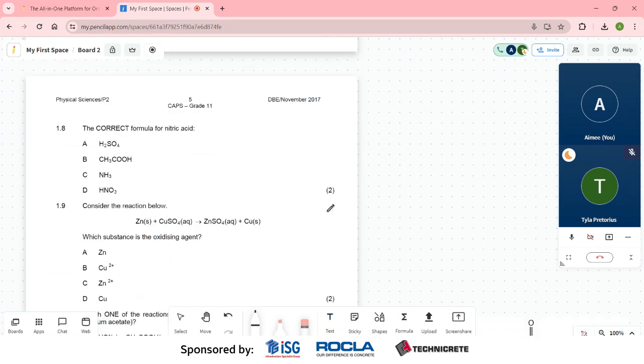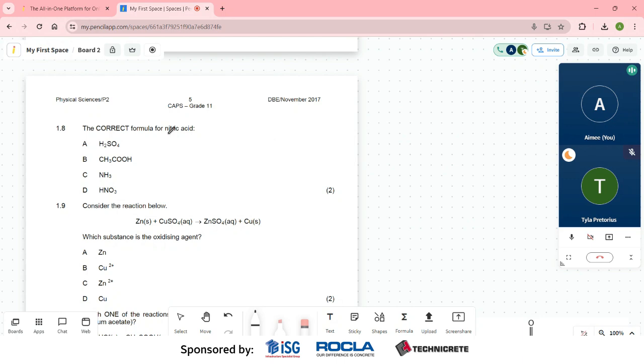Okay. Then 1.8, the correct formula for nitric acid. So there should be a list of common names. You should either get it from your teacher, or you need to go online and find it, because they will ask you common names. They can ask you common formulas. These are all things you need to know. You need to be able to write down the formula from the common name and the common name from the formula, both ways. You should easily be able to get a table with common names.